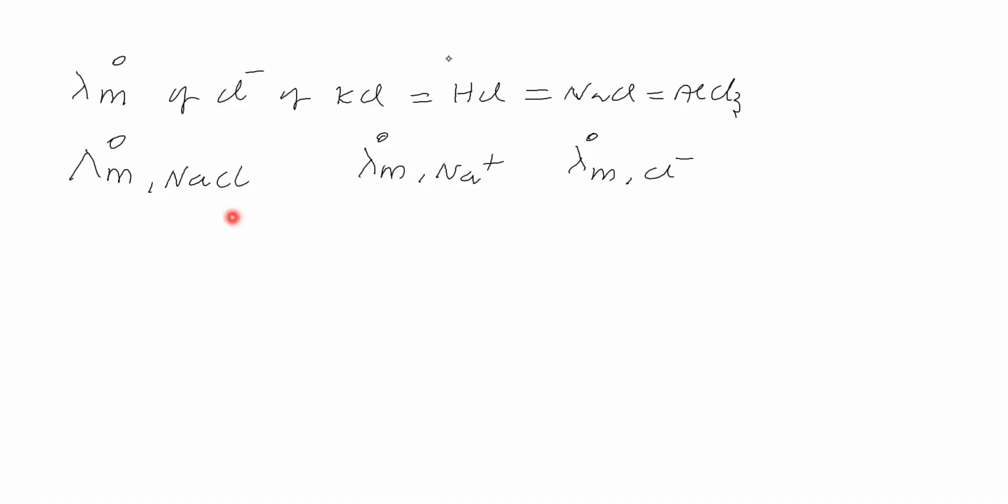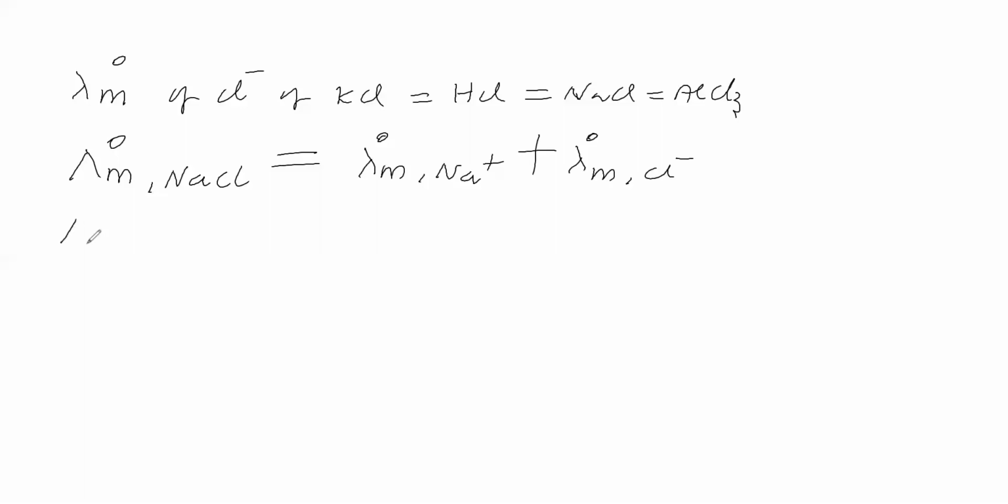Therefore, what is the relation among these three? Do you think they are related in this way? Shall we say like this? Molar conductivity of NaCl means the current carrying ability of NaCl. Which will carry current in NaCl? Na plus ions and Cl minus ions will carry current. Therefore, lambda m naught of NaCl is the sum of lambda m naught of Na plus and lambda m naught of Cl minus, isn't it? So, let us take some other.